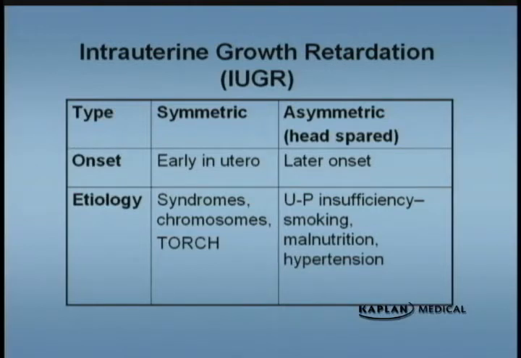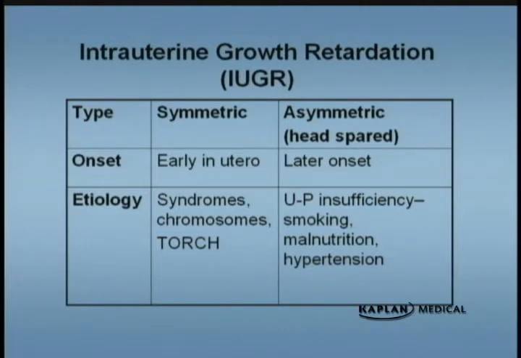We try to call it symmetric and asymmetric. Asymmetric means that the head is spared. That's a good thing. That means that the brain is growing. As opposed to symmetric, symmetric means that the whole body has been deprived of nutrition or oxygen. And if it's symmetric, that means the head has not been growing and neither has the body, and that means the brain has not been growing, and that's not as good an outcome.